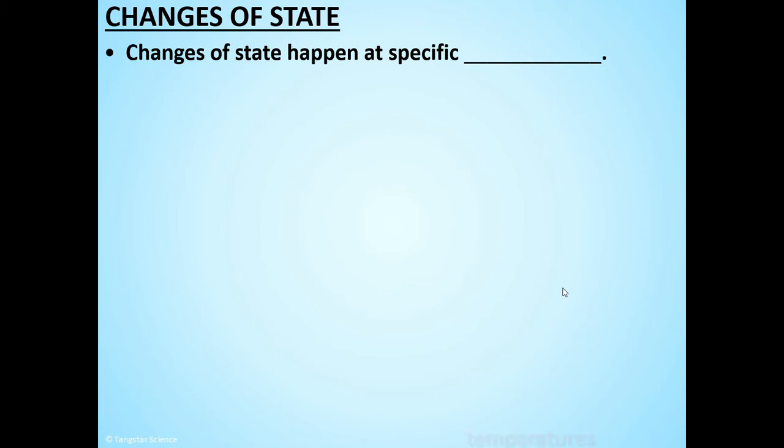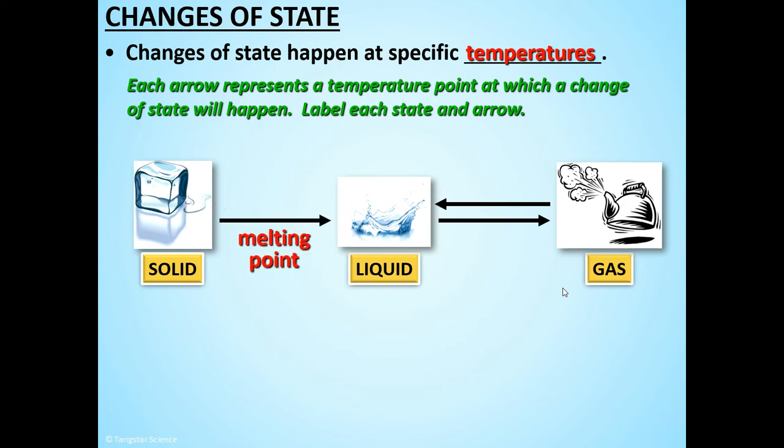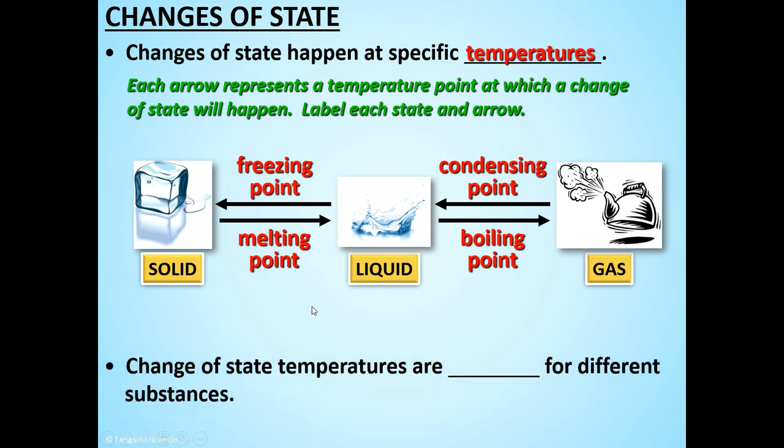Now, changes of state have specific temperatures. A solid has a melting point and a freezing point. Liquid as well is going to have a freezing point. A boiling point has to occur to go to a gas, and then to go back from a gas to a liquid, it's going to have a condensing point.